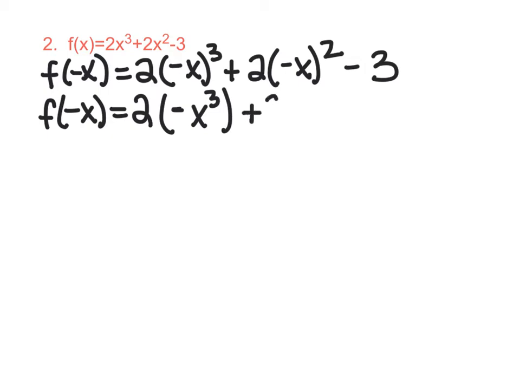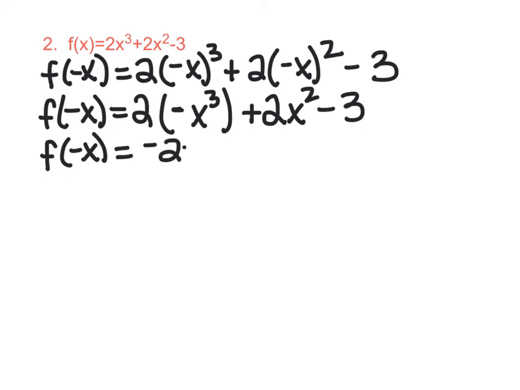Plus 2. Then a negative raised to the second power is a positive. And then x raised to the second power is x squared. And then we bring down the minus 3. So we're just going to go one more extra step here. So our f of x will be, well, 2 times negative x cubed is negative 2x cubed plus 2x squared minus 3.